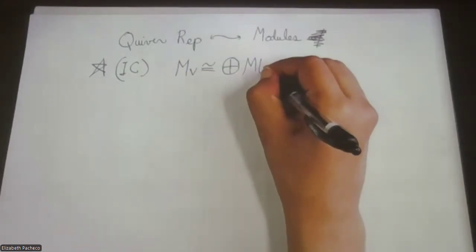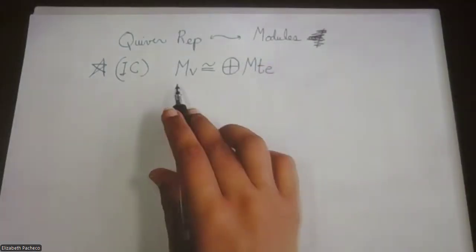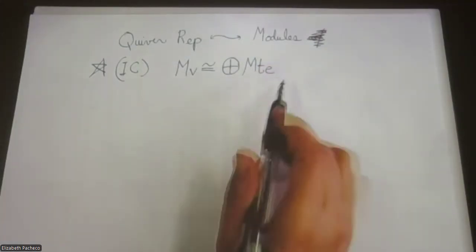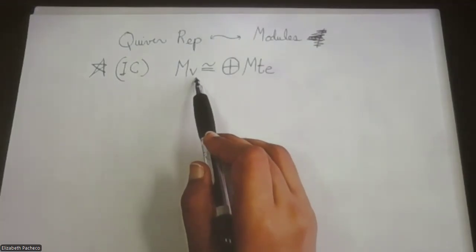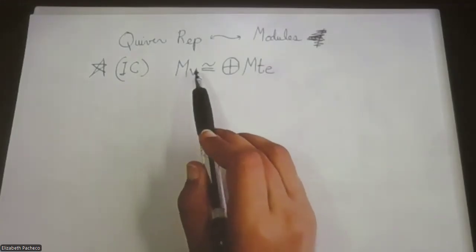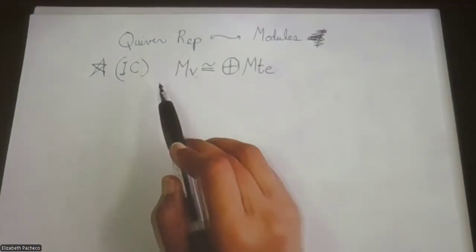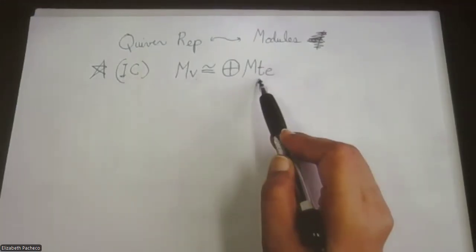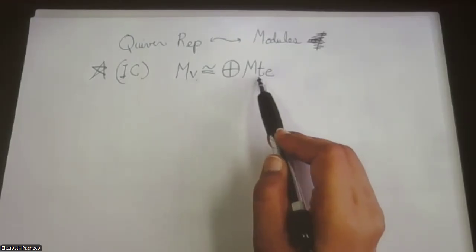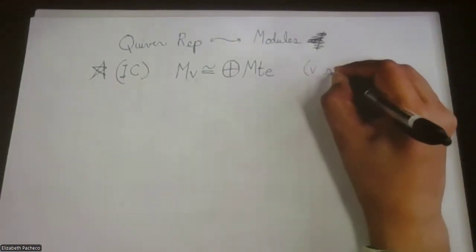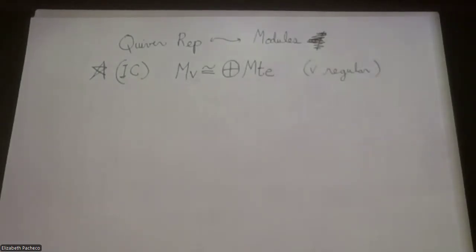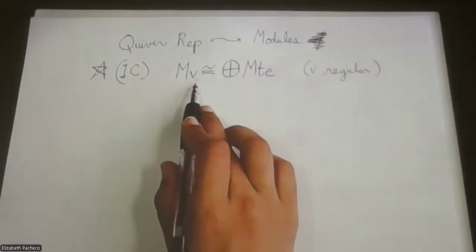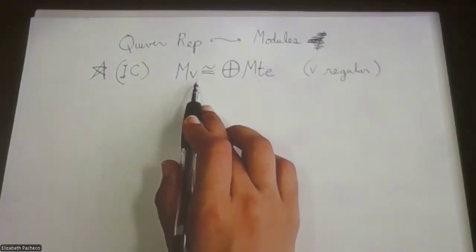So here I'm honestly mixing up my viewpoint a little bit. You can think of this as either a module that you're acting upon on the right with the vertex. You can also think of this as the vector space assigned to vertex V. And here are the vector spaces assigned to vertices t(e). So this is for V regular. And so I'm acting on the right. So now MV is a module.